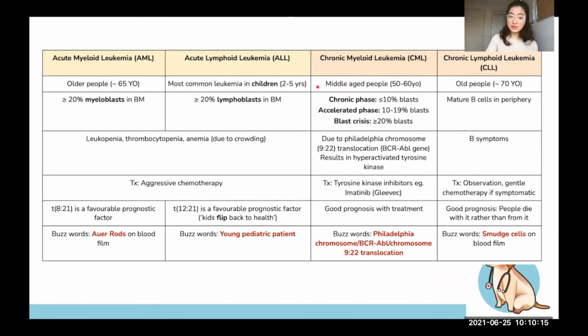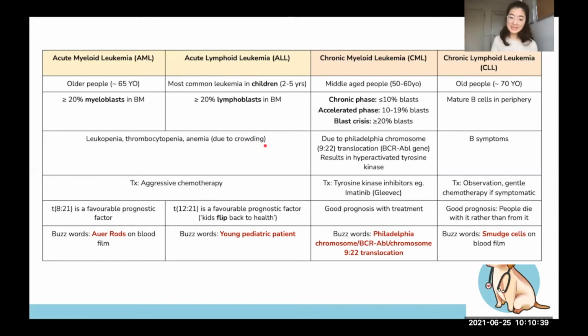And because it's an acute leukemia, it's defined as having more than 20% of blasts, your immature blood cells, in the bone marrow or the periphery. So for myeloid, it's 20% myeloblasts. For lymphoid, it's 20% lymphoblasts. And the clinical symptoms you'll see are going to be your crowding, so leukopenia, thrombocytopenia, and anemia.